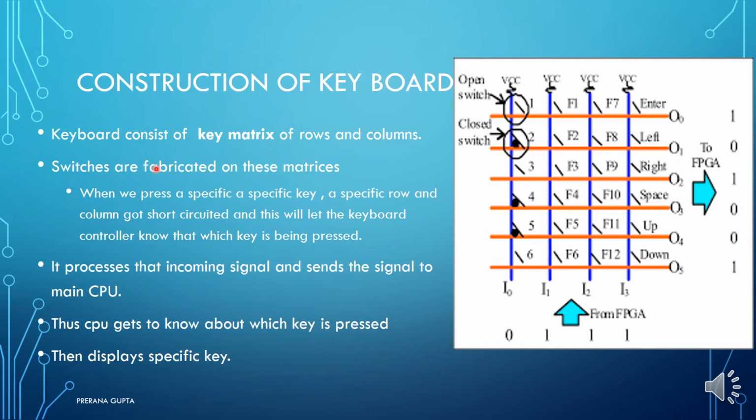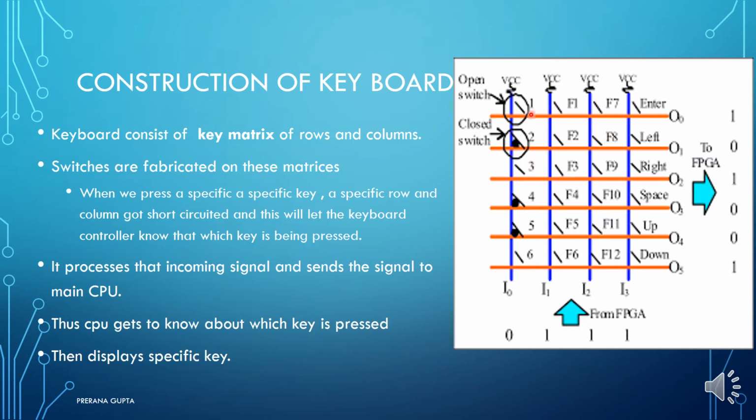Now, what is the construction of the keyboard? I already told you how the keyboard is made. A keyboard is made with the help of rows and columns, and you can see this slanting line, or diagonal line, is nothing but a switch. When it is in this condition, it is an open switch. When it is touching the x-axis as well as the y-axis, meaning the horizontal orange line and the vertical blue line, when this line touches both the horizontal and vertical lines, it is known as a closed switch.